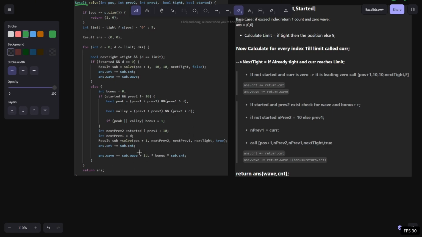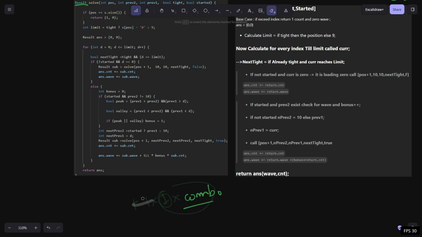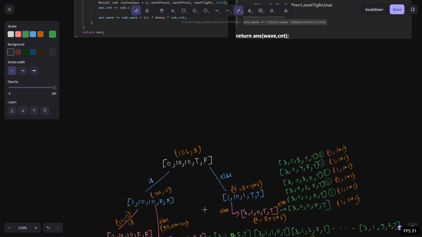Then we call the recursion function and solve further. The answer, I mean the number of count, equals the count we got after solving, and the number of waves equals sub.wave, the number of waves from there, plus 1 times bonus. Bonus here becomes 1, so we get one wave, and the count is the number of combinations this returns. We multiply by that number of combinations to get the number of waves. You will see how we do this in the dry run, so let's dry run it.